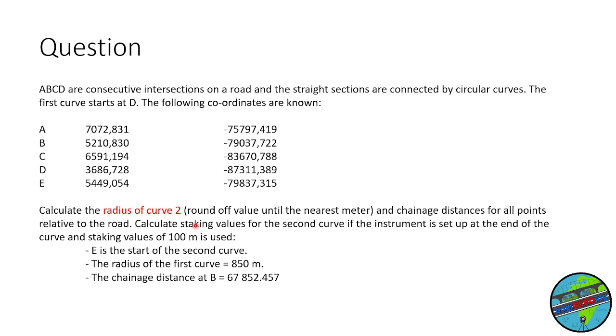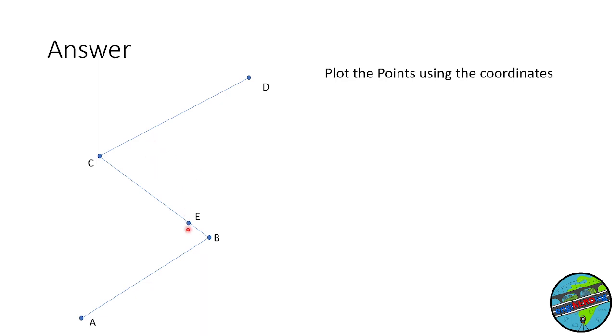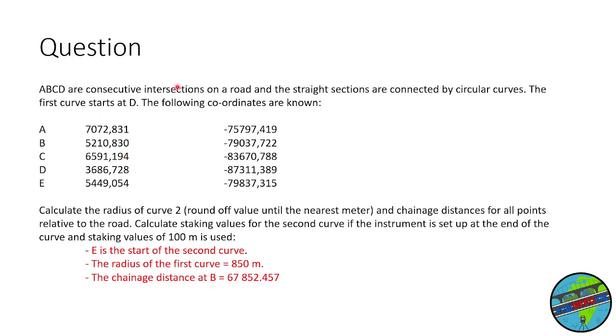So I think the first step that we would need to do is actually draw our sketch. The first thing we do is plot out all the coordinates. And you'll see that they sort of work in the sequence of a Z shape. Or it's actually an S, sorry. The reason why we can connect them is because we said they are consecutive points, or intersections, on the road. So that's our first hint. So D, C, B, and A are all connected.